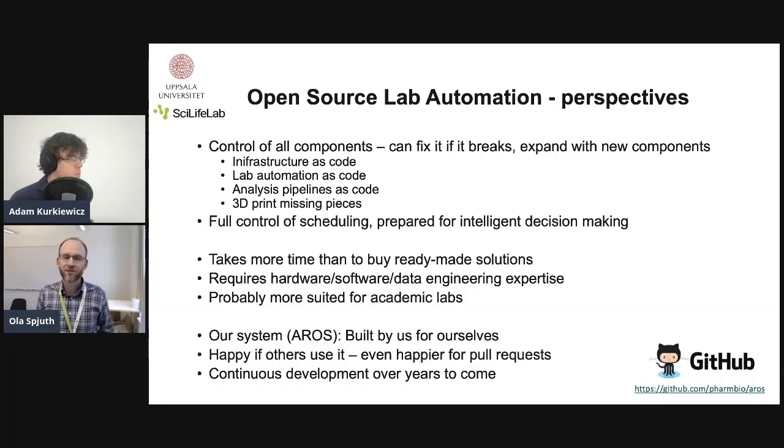I'd like to conclude by saying our system, which we call AROS, we built for ourselves. We didn't build it for anyone else. We're very happy if other people use it, and even happier for collaborators and pull requests. That would be fantastic. But it is work in progress. I'm expecting this to be a work in progress for many years to come, and it will continuously be improved.